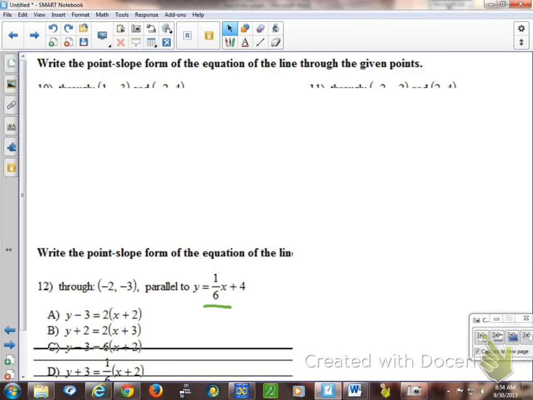And I can stop right there again, because there's only one option with a slope of 1/6. And which one is it? D. There you go. Now, if that had said, never mind, because there's no correct answer on the board.